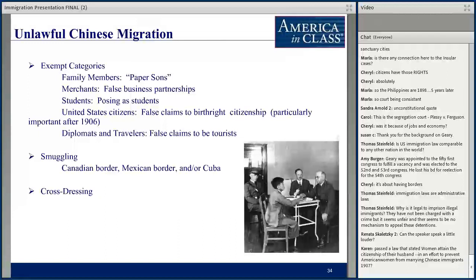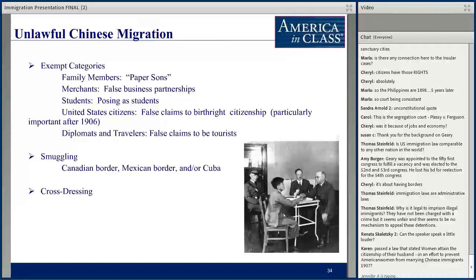Since students were not excluded from immigration, many people posed as students but actually came to work. And particularly important after the earthquake in San Francisco in 1906, people made false claims to citizenship in the United States. They would go to the immigration office and say, hey, you guys lost my paperwork. I really am a U.S. citizen. I was born here and have birthright citizenship. And they would also pretend to be diplomats and travelers. I'm not coming here to immigrate to stay. I'm just passing through on my way to Mexico. Well, on their way through to Mexico, they would stop and settle down in Los Angeles or somewhere else.